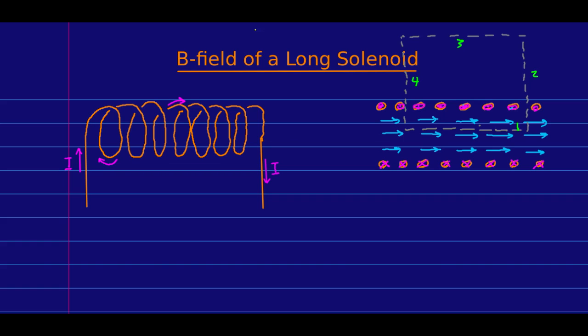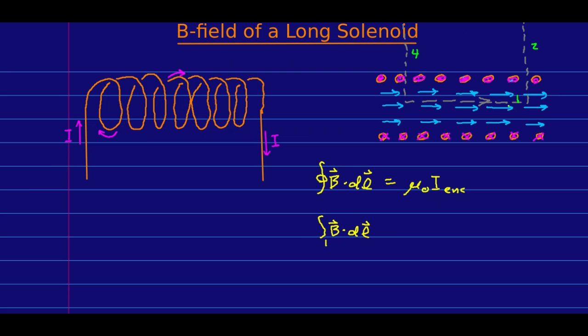And I'm going to choose to go around my path this way. If you check that with the enclosed current, that means that the enclosed current is positive with this choice of direction. So now I have, and I've argued that this path integral is only the integral along segment 1. And so I can just say it's B dot dl along 1. But I know the B field is parallel to dl everywhere there, and it's constant.